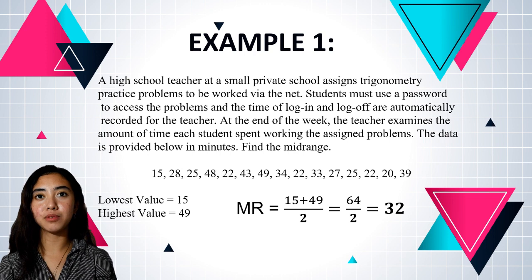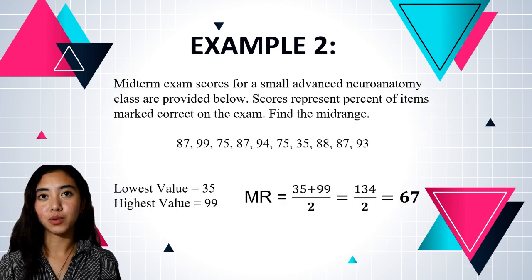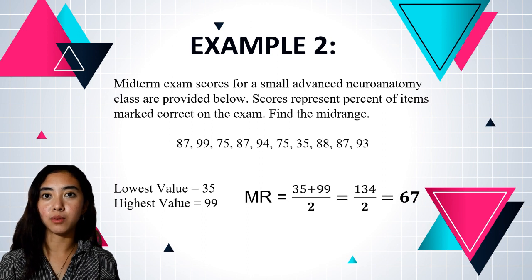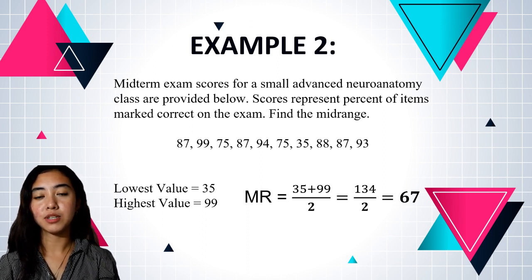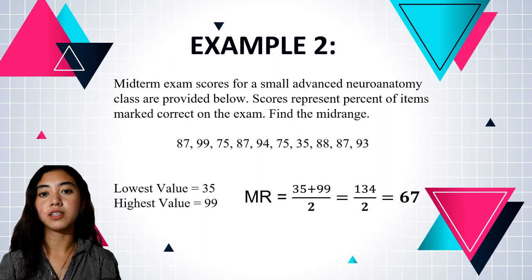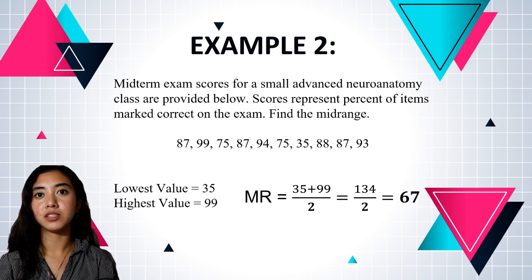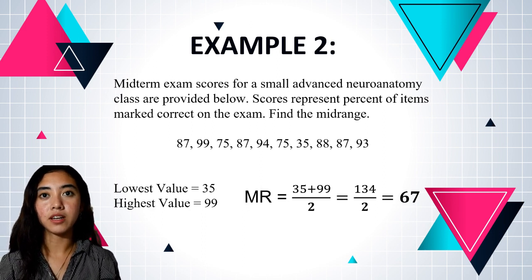So example number 2. Midterm exam scores for a small advanced neuroanatomy class are provided below. Scores represent percent of items marked correct on the exam. Find the mid-range. So we are given the data 87, 99, 75, 87, 94, 75, 35, 88, 87, and 93.